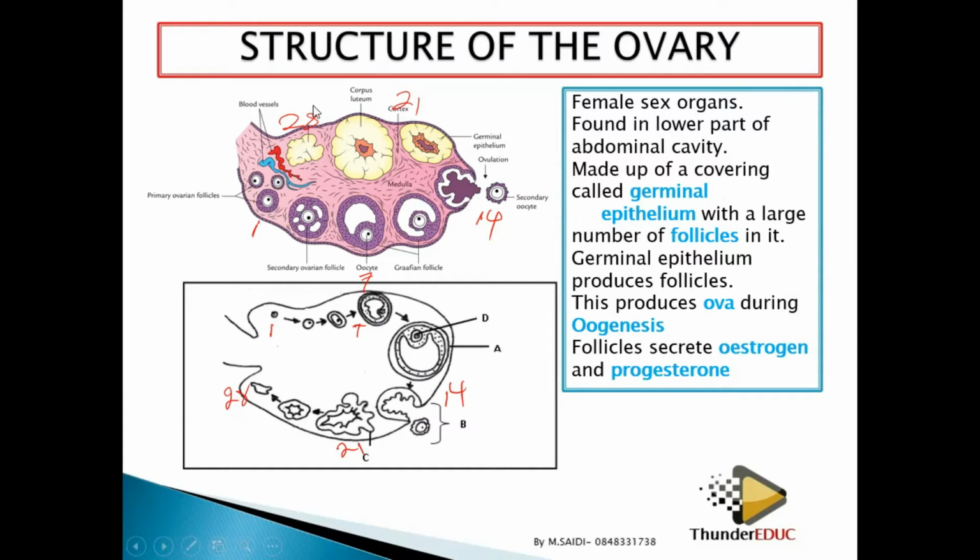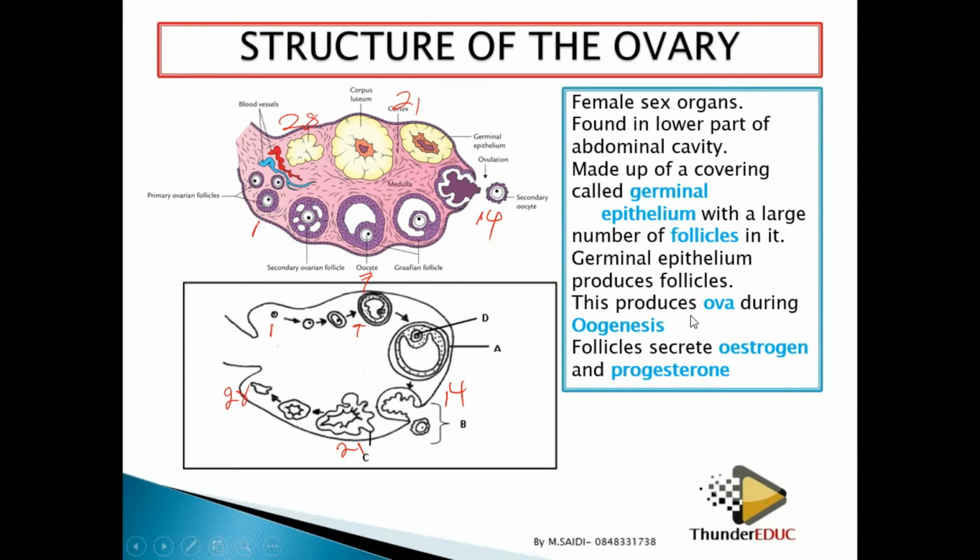It means that the outside lining of the ovary, we call them germinal epithelium. When you call them germinal, it means that they have the ability to give rise to other structures. Germ means cells, very small cells which have the ability to grow into a large number of follicles. So inside you have many follicles.